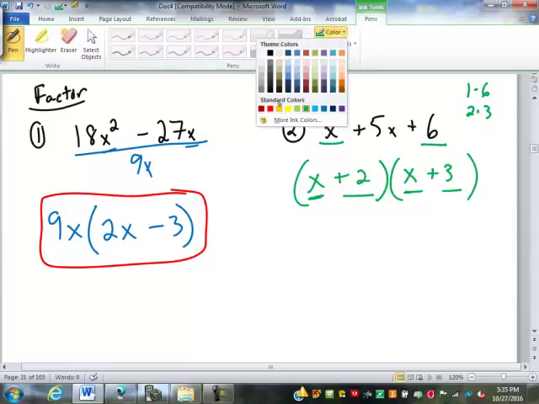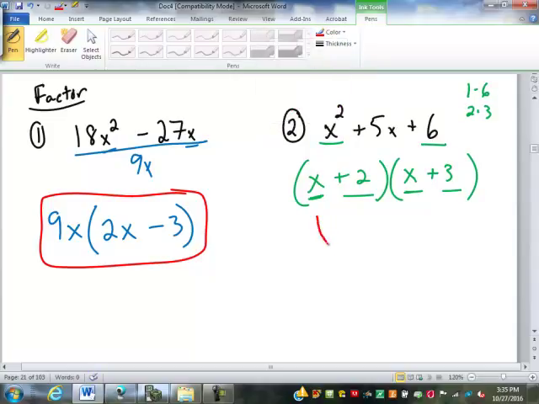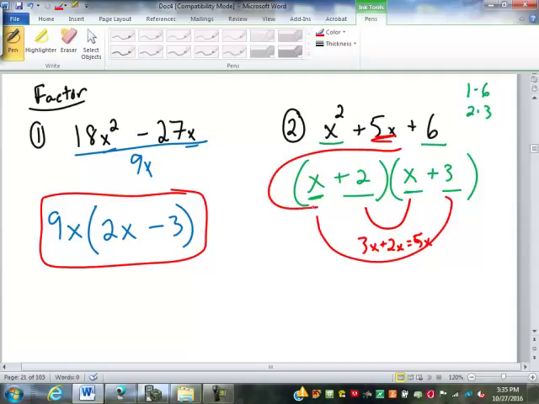To make sure we got it right, we're going to double check. We're going to do the outside. x times 3 is 3x. We're going to do the inside. 2 times x is 2x. And that does add up to 5x to give us that middle digit. So that is what we want. It is x plus 2 times x plus 3.